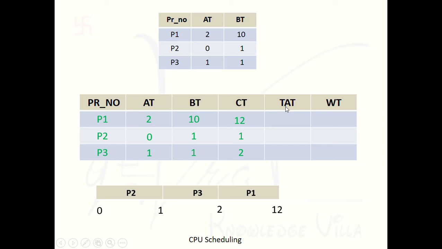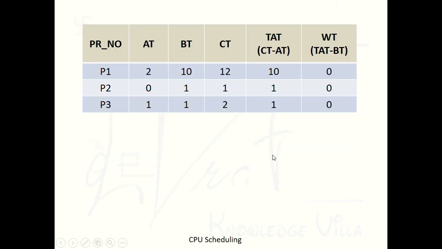Now we can find the turnaround time. Turnaround time is completion time minus arrival time. So 12 minus 2 is equal to 10. Now 1 minus 0 is equal to 1, and 2 minus 1 is equal to 1. So these are the values of turnaround time. After getting the turnaround time, we are able to find the waiting time. Waiting time is turnaround time minus burst time. So 10 minus 10 is 0, 1 minus 1 is 0, and here also 1 minus 1 is 0.